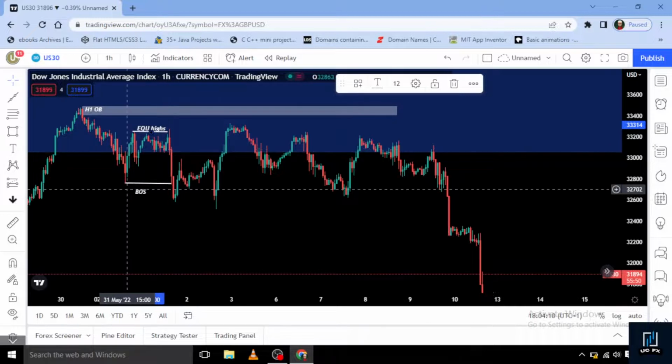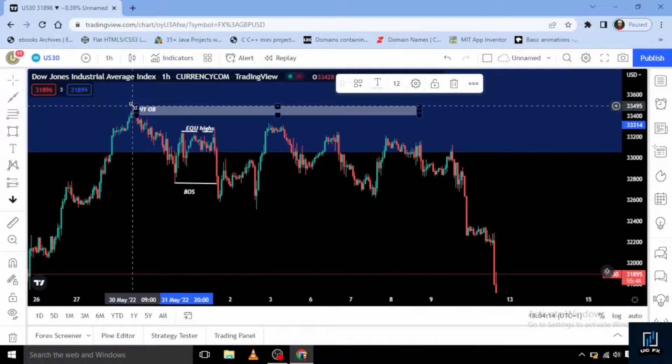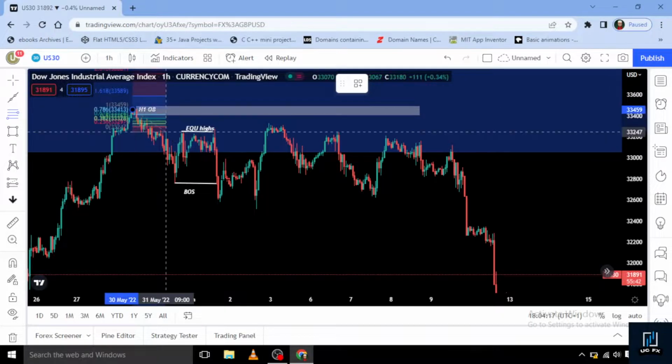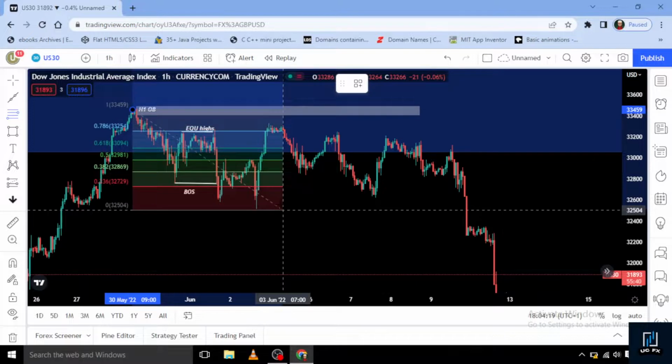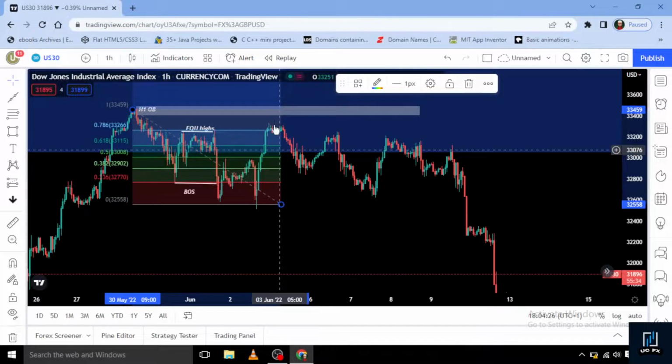Then what next? You need to know where price is at. You take your Fibonacci tool, you mark it out from the H1 order block down to the last low. And as you can see, price came directly into our discount level, which is the 0.786 of the Fibonacci, which is here.